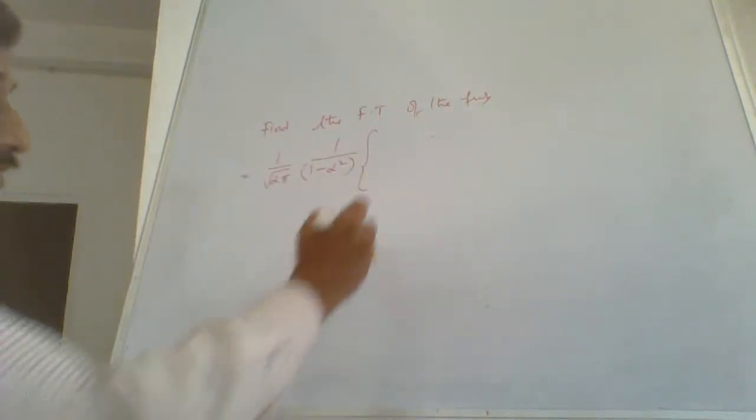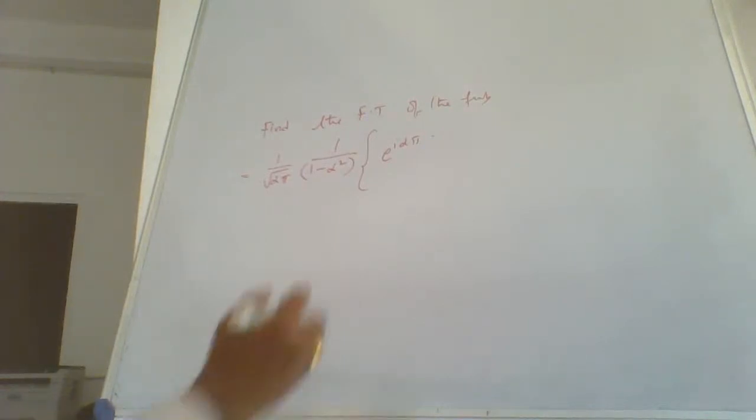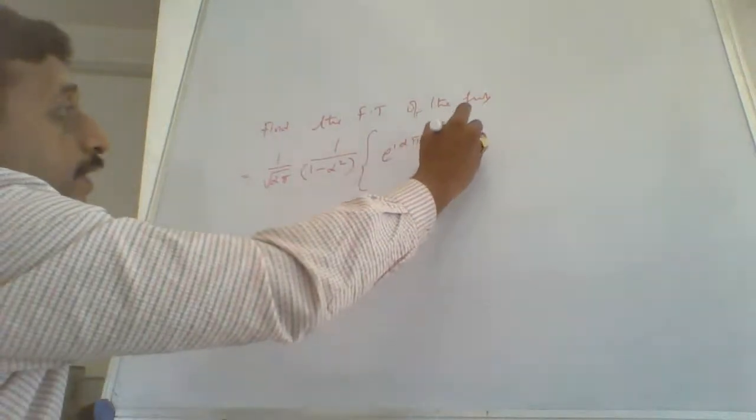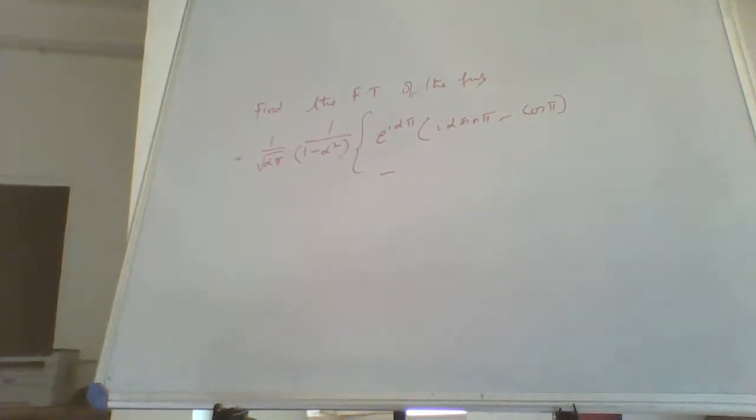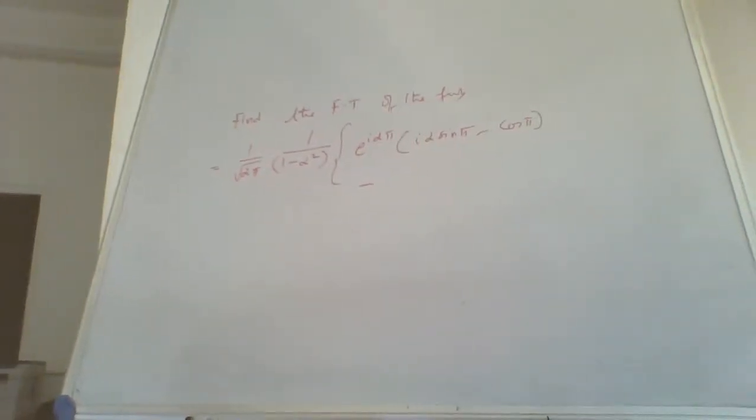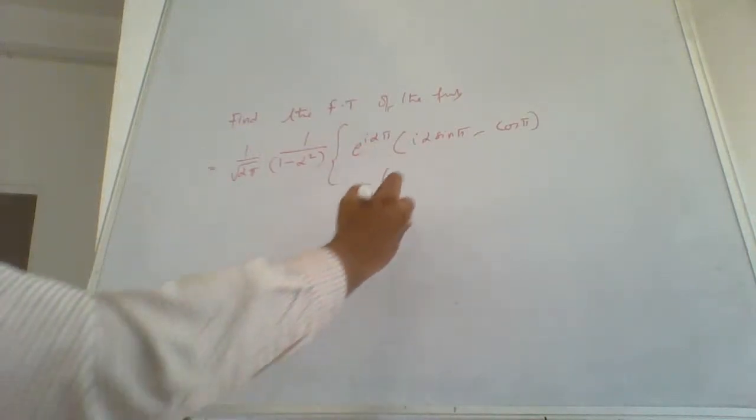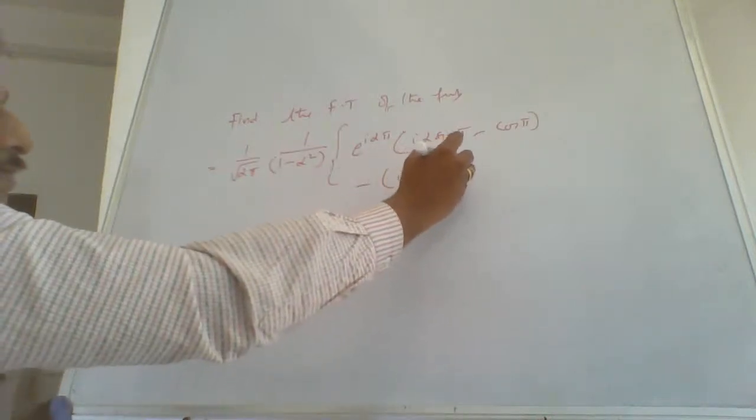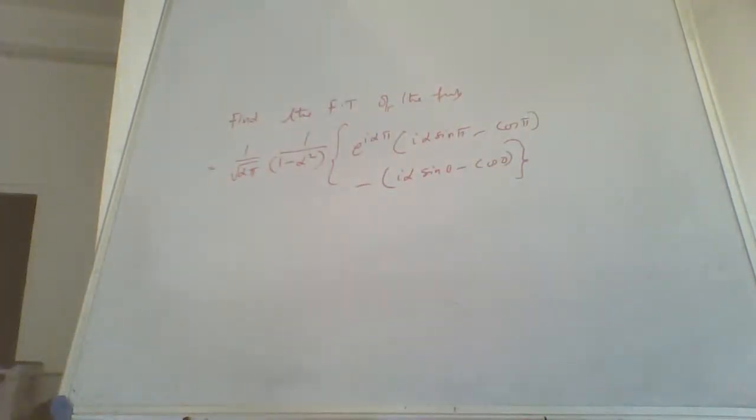If I put the limit, so this is e to the power of i alpha pi. This will be i alpha pi, and brackets, i alpha sin pi minus cos pi. Okay, minus, I get this will be i alpha sin 0 minus cos 0, plus the brackets. Now I have put pi and then afterwards 0.